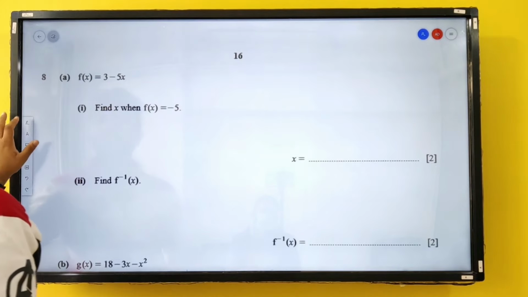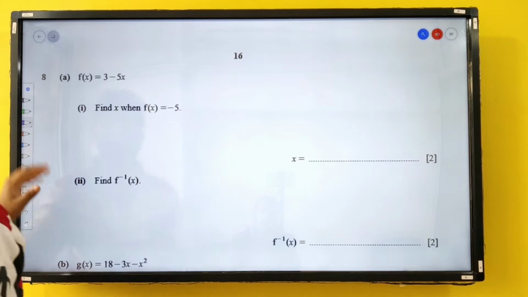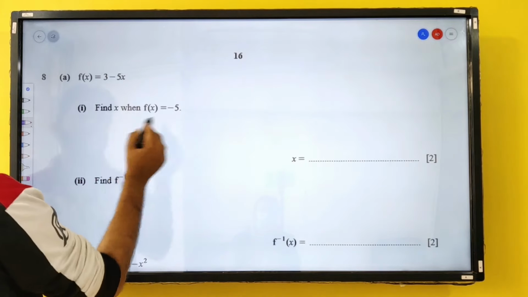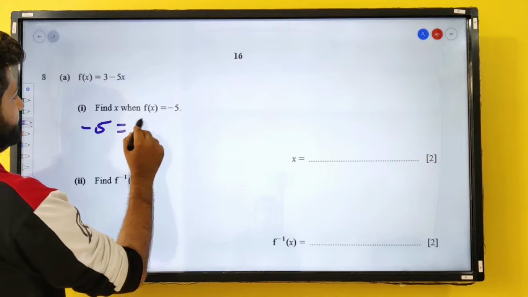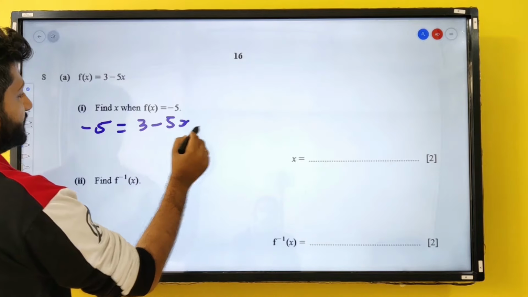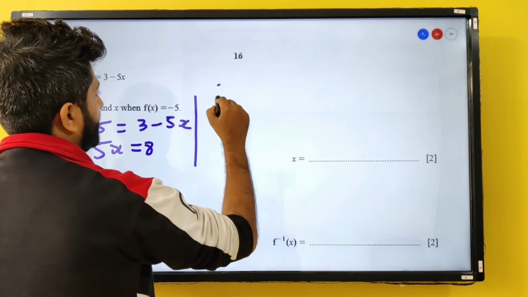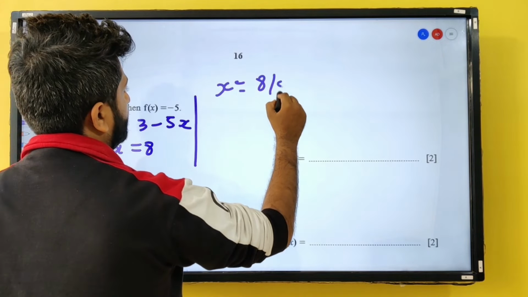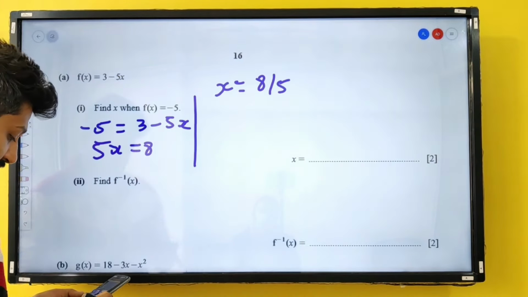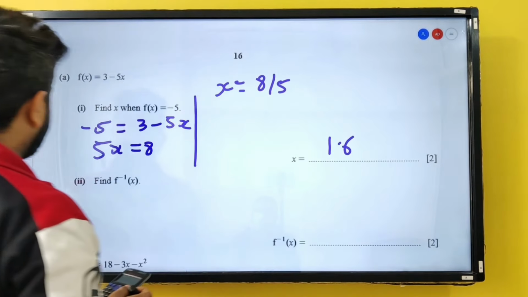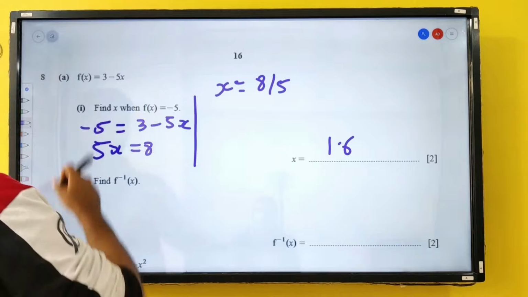Question number 16. F of x is given. Find x when f of x equals minus 5. Okay, so value of y is minus 5. So minus 5 is equal to 3 minus 5x. So I have 5x as 8 and my x is 8 upon 5. 8 upon 5 is 1.6. Find f inverse of x.